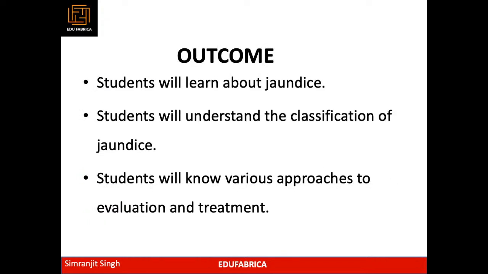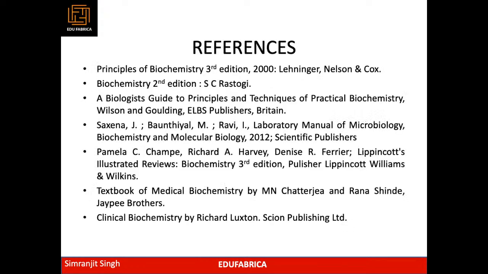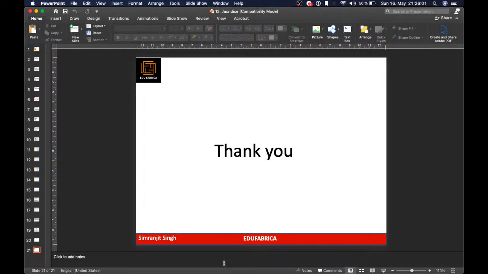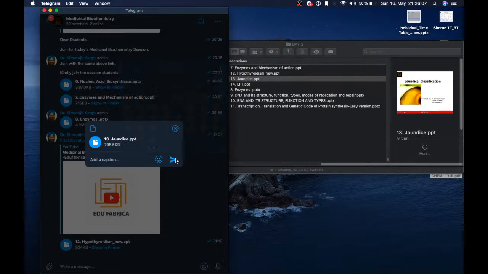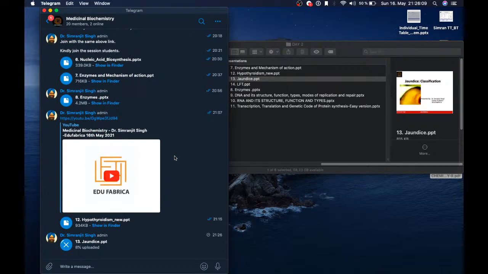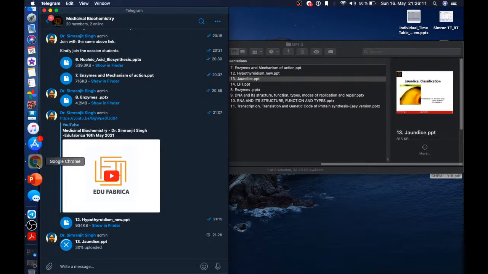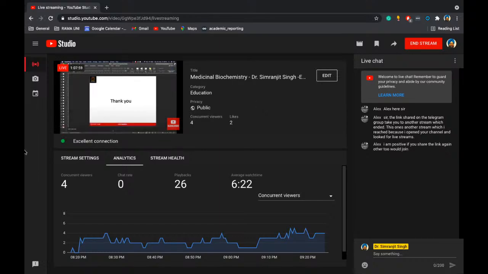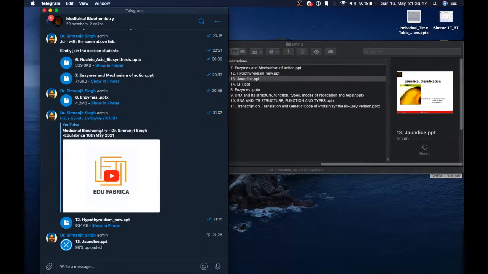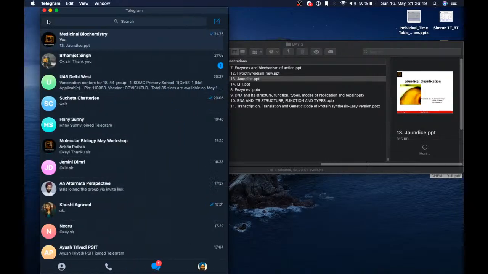So we have learned about jaundice, understood the classification of jaundice, and got to know about the various approaches to evaluation and treatment. So that was about jaundice, its biochemistry in detail with diagnosis, etiology, three different types, where it is working, how it is working, and what other treatments we can do. So we have discussed jaundice in quite a detailed manner.